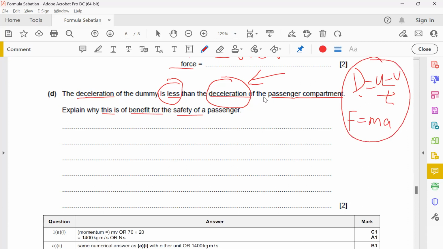Why, when the deceleration is less, it is a benefit for the passenger. Explain it in terms of either one of these formulas. Let's pick a guess first. Do you think we should use the first formula or the second formula? First. Okay, good. Why?